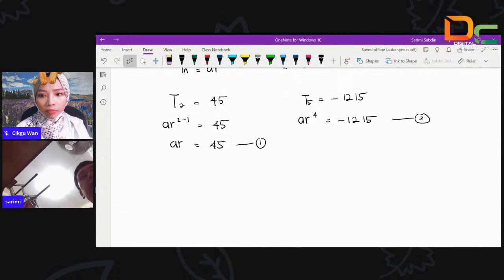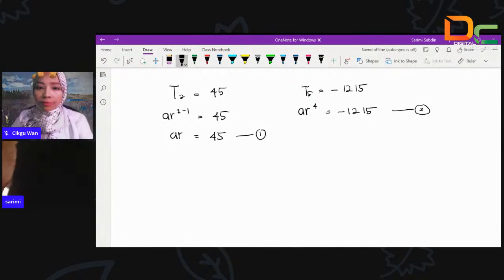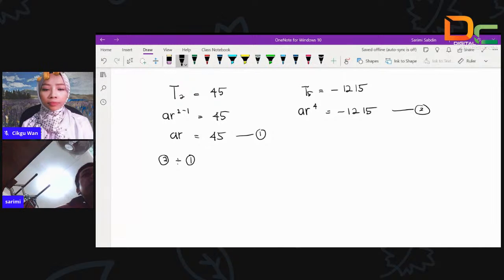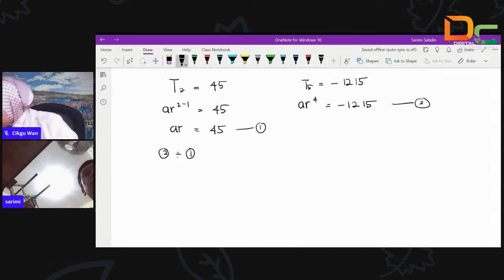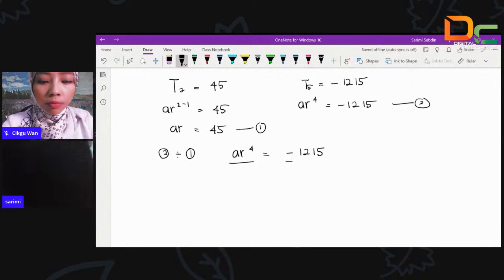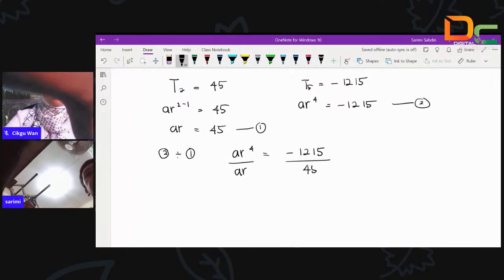You can use the substitution method or the elimination method. I will use the elimination method. I will take the second equation and divide it by the first equation, because when I divide the second by the first, I can eliminate A. The second equation is A R to the power of 4 equals negative 1215, divided by the first equation, A R equals 45.